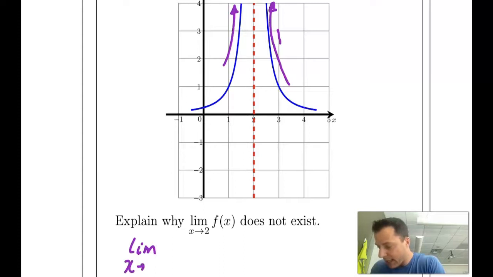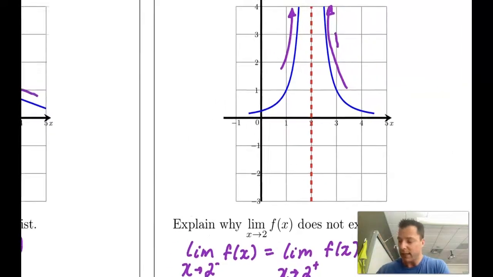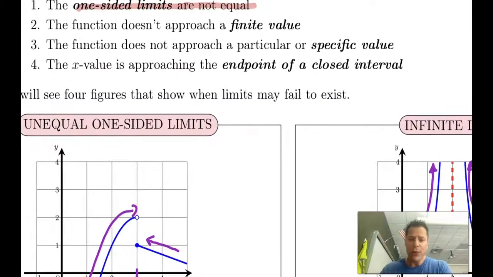It just depends on the author of what they're going to put in the text. The limits from both the right and the left are equal. They both go to infinity, but that's not a specific number, so technically that limit does not exist. It's okay to put that the limit as x approaches 2 is infinity, that's fine, but really it does not exist. Number 3 sounds an awful lot like number 2.